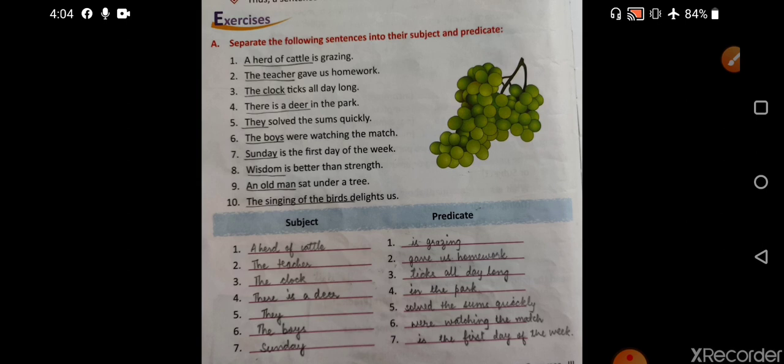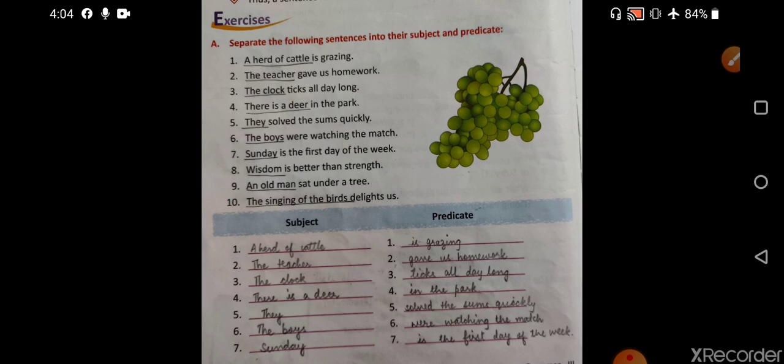The boys were watching the match. The boys is the subject and were watching the match is the predicate. Sunday is the first day of the week. Sunday is, of course, the naming part. So Sunday will come under the subject and the rest of the sentence, is the first day of the week, will come under the predicate.